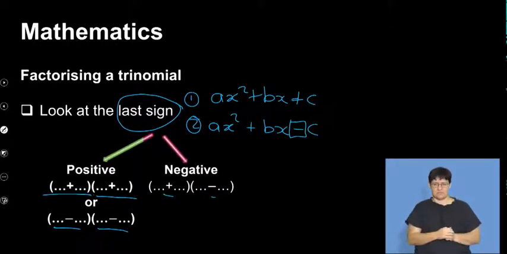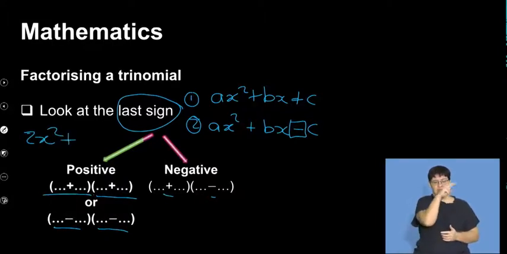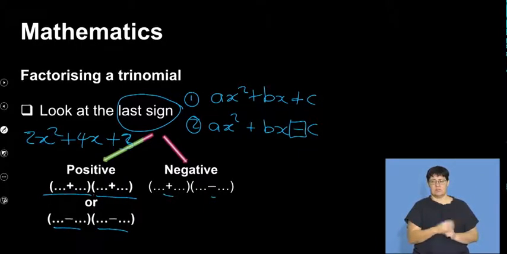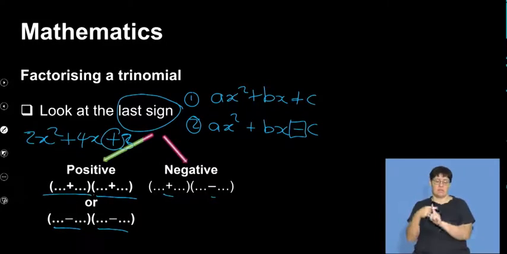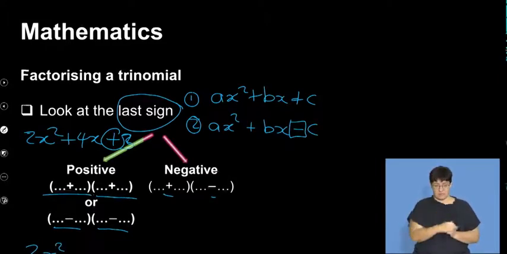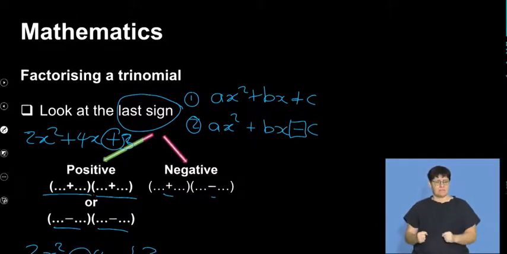So, if I have maybe 2x squared plus 4x plus 2, like this, right? Let me just make it 3 so that there is no common factor. The last term is a plus, then definitely my two brackets will be plus and plus, right? Let's look at another example. If I have 2x squared minus 4x plus 3. The last term is still a plus, but now what has changed is the middle term.